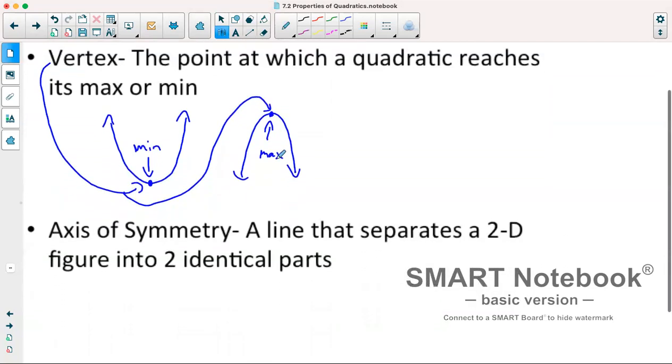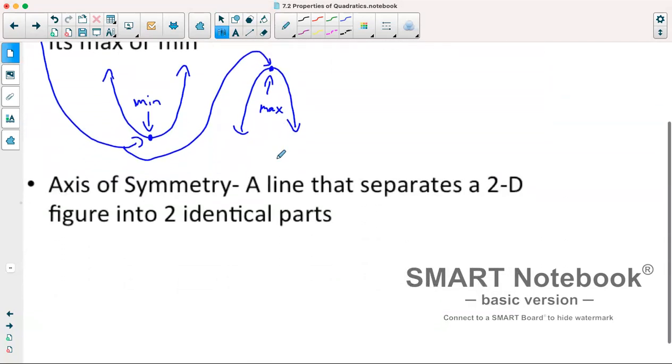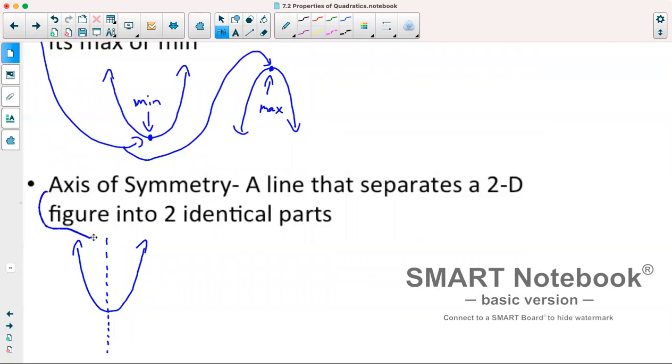We also have what's known as an axis of symmetry, which is a line that separates a 2D figure into two identical parts. So if this is my parabola, my axis of symmetry will actually go straight through the vertex. And if I drew this parabola perfectly, if we folded over this dashed line, this should overlap perfectly with this.